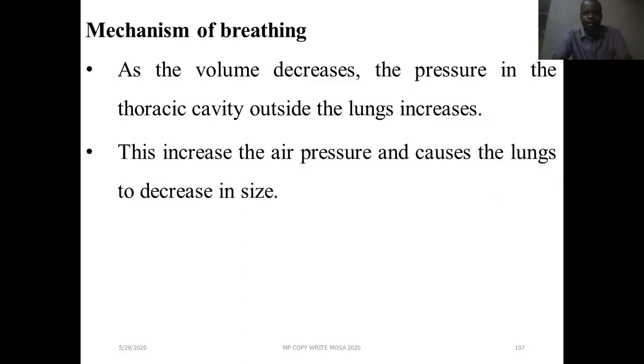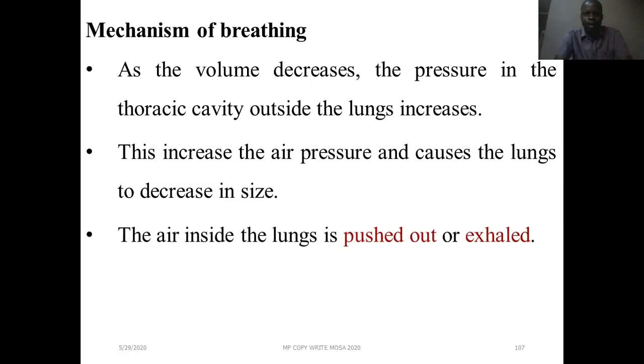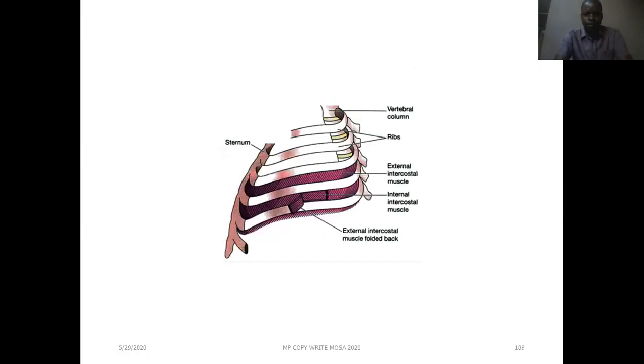So as the volume decreases, the pressure in the thoracic cavity outside the lungs increases. This increases the air pressure and causes the lungs to decrease in size. So that's how we see that the lungs will start to shrink, trying to push the air out. The air inside the lungs is pushed out, or exhaled.